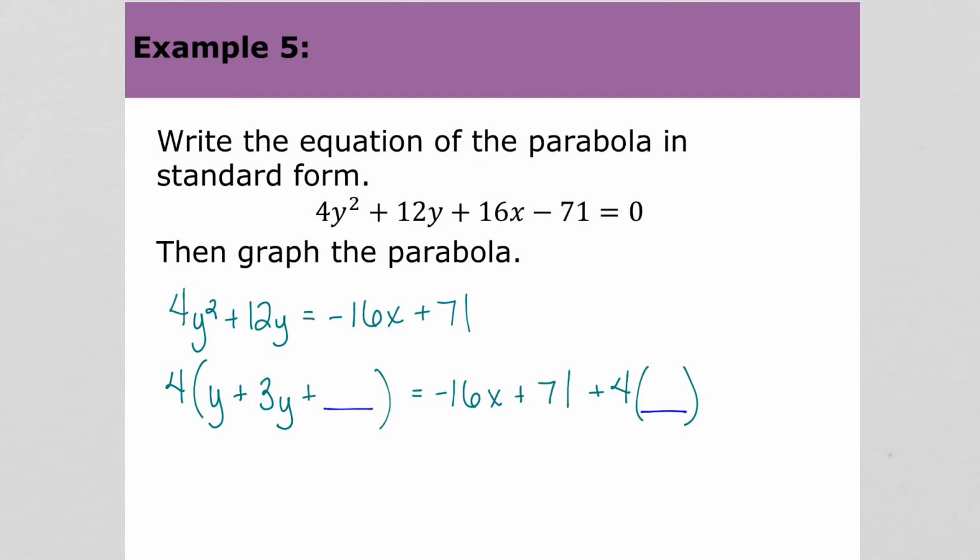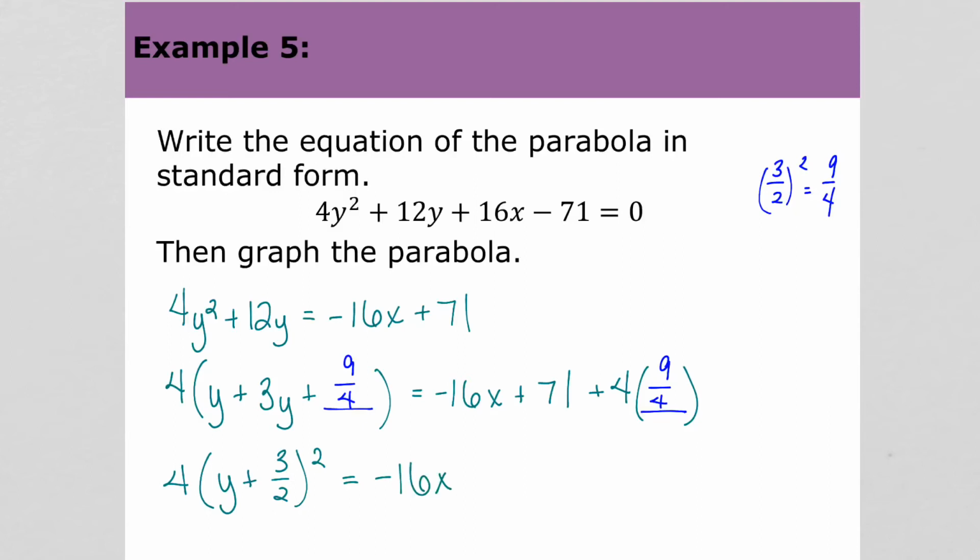Okay, what will the something be? Well, remember you take b over 2 and square it. So that would be 9/4. Factor y squared plus 3y plus 9/4, you get (y plus 3/2) squared. Notice this number is always b over 2, before it's squared. And over on the right, we've got to take 71 and add to it 4 times 9/4, or in other words, 71 plus 9, that's 80.